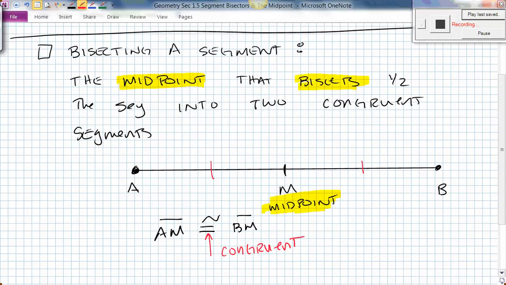Alright, is that a pretty straightforward idea? The idea of bisecting something, cutting it in half, and making two equal parts. Is that pretty straightforward for you? Yeah. Alright, great. Bisecting a segment cuts it in half, two congruent parts.